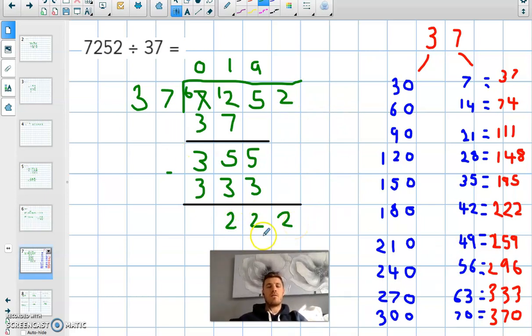I'm then going to drop my final digit down next to 22 to make 222. How many 37s are in that number? 1, 2, 3, 4, 5, 6. There are 6 37s in 222 without a remainder. So my answer is 196.